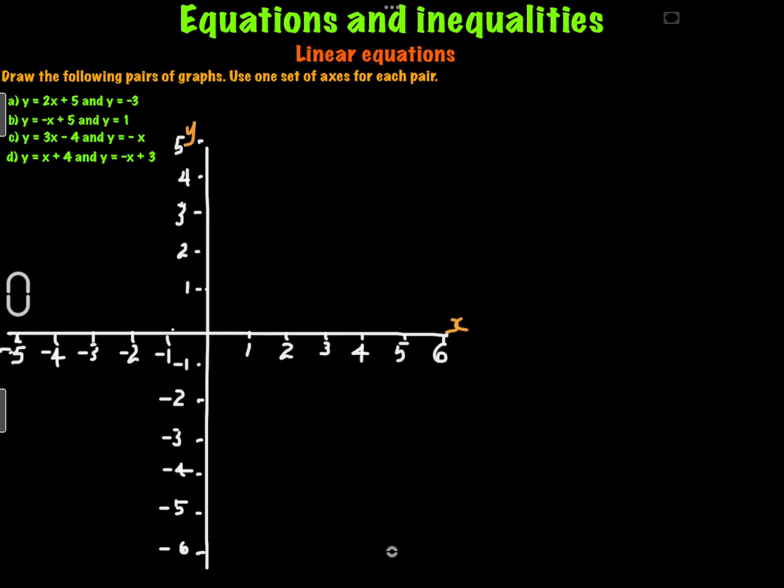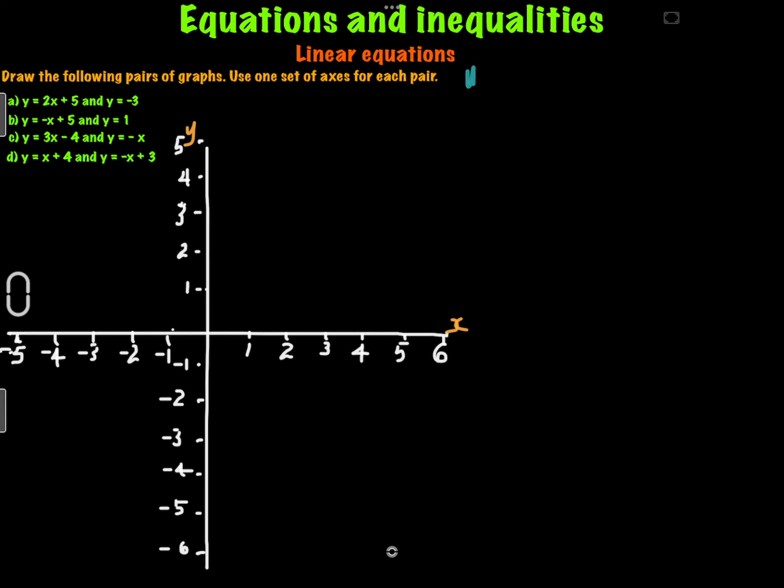So now let's look at the third question. The third question asks us to draw the following pairs of graphs. This time we're given y equals 3x minus 4 and y equals negative x. Similarly, we're going to start with our calculations.